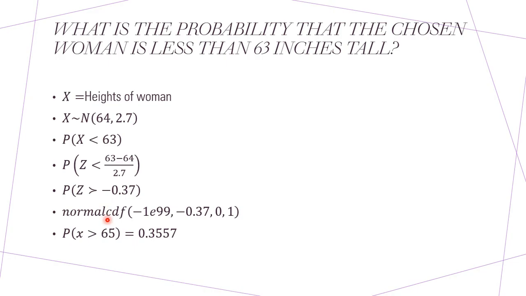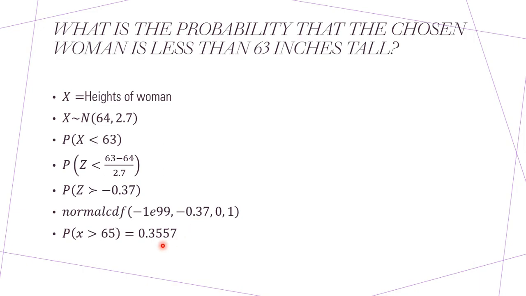Stating our normal CDF, again using your calculator for this part, normal CDF, negative 1e99, that is your absolute minimum, to negative 0.37, and then 0, 1. Again, this is if you're using the z value. If you're using the original values, you want to use 64 and 2.7 for the last two values, and 63 for the second value. They're going to get you the same answer, but you have to show the z value, so that's why the z value is being used here.